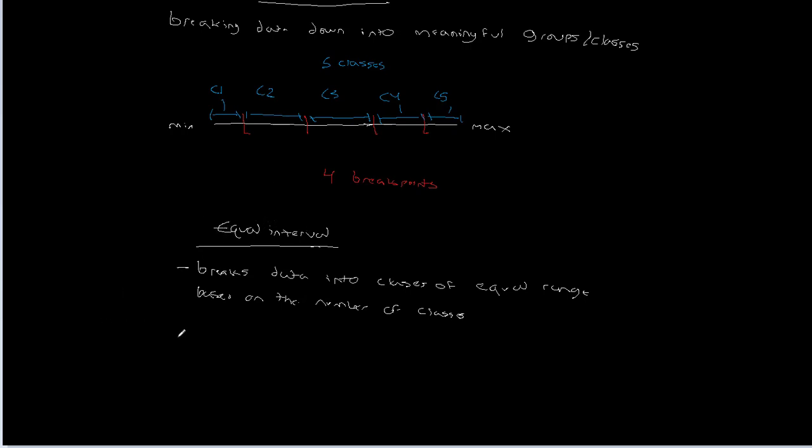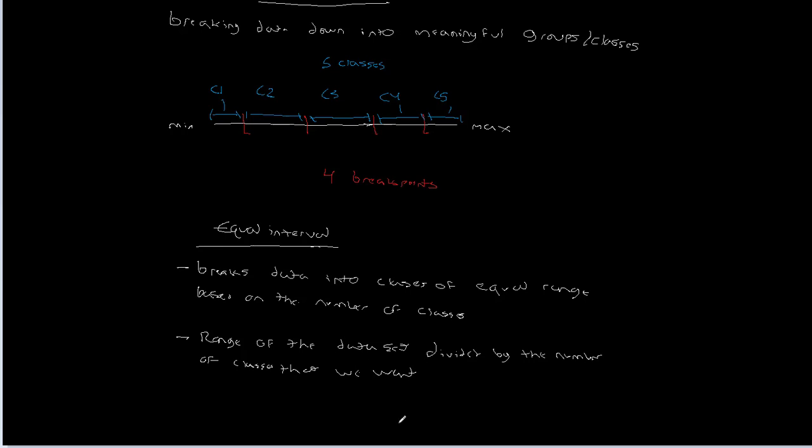So what does that look like conceptually? Well, what that means is that we take the total range, or the range of the data set, and then we divide that by the number of classes that we want. Right? Divided by the number of classes that we want. And that gives us the range for each class.